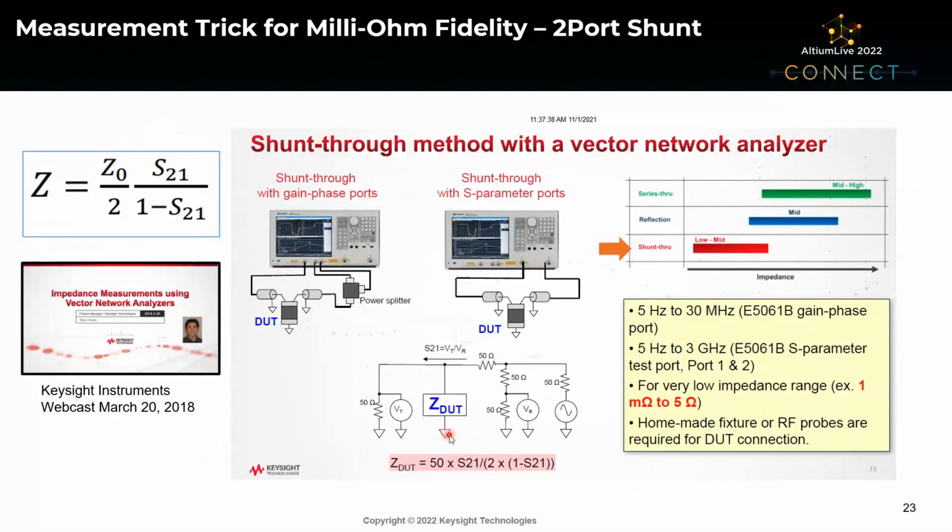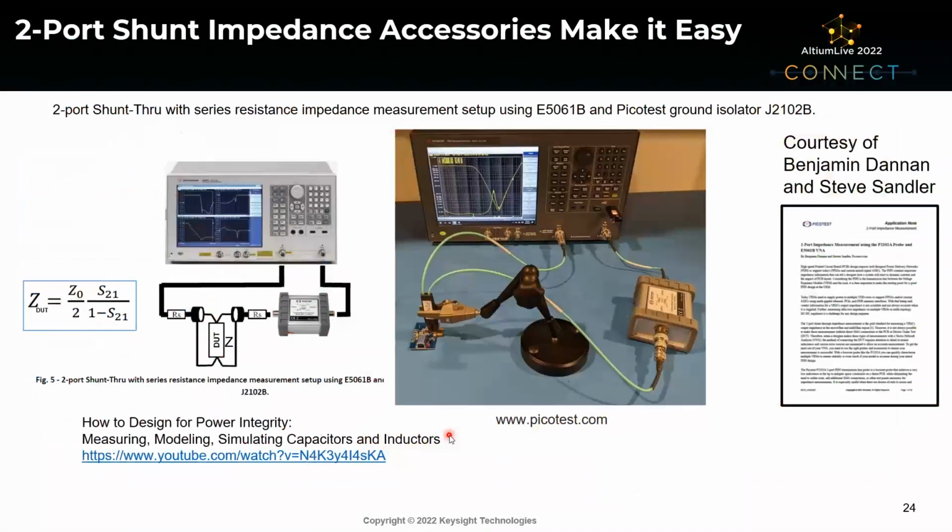And let's see, Steve Sandler of Picotest teamed up with Benjamin Dannon to create this application note. Picotest actually makes a probe where port 1 and port 2 are connected together at the probe tip, and basically makes it very easy to do this two-port shunt sort of connection to your printed circuit board PDN and take that measurement. And there's also a presentation on how this works.